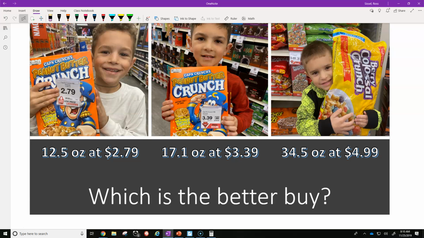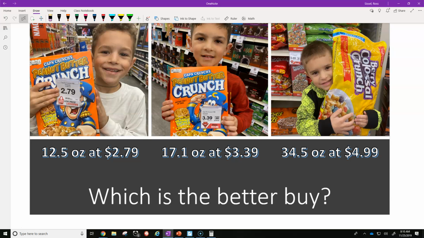So, Multi-Meal's Colossal Berry Crunch. Not going to lie, that's pretty much the one we did buy, and that's the one we always buy. I love Colossal Crunch. It's 34.5 ounces at $4.99.